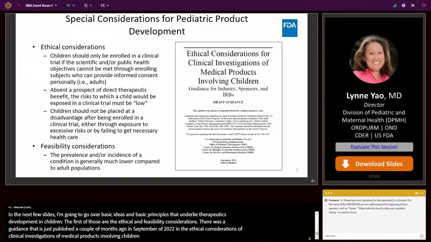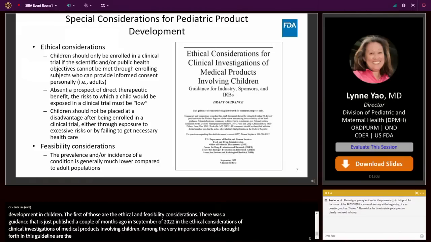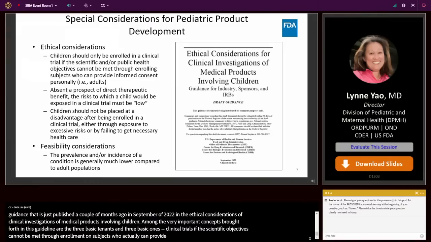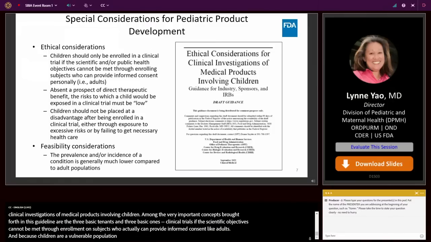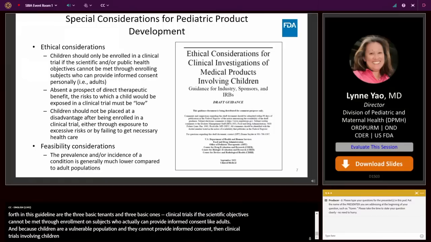Among other really important concepts brought forth in this guideline are the three basic tenets and three basic principles that you see here. First, that children should only be enrolled in clinical trials if the scientific objectives cannot be met through enrollment of subjects who actually can provide informed consent personally, such as adults. And because children are a vulnerable population, because they cannot provide informed consent, then clinical trials involving children must offer the prospect of direct therapeutic benefit.